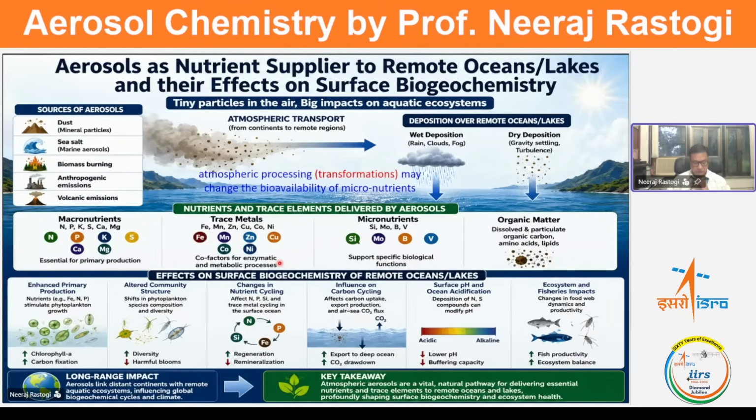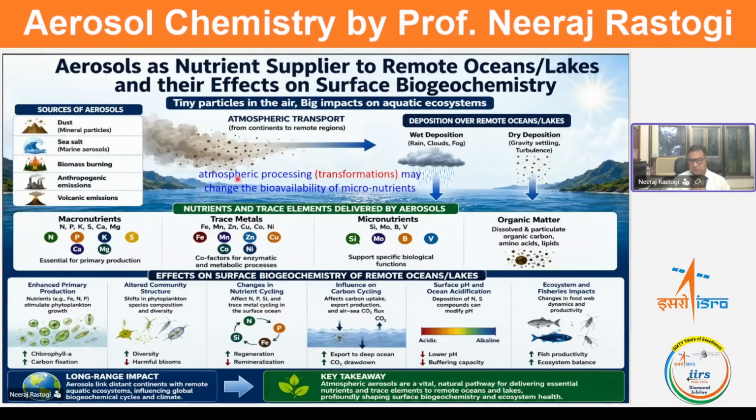Okay, then I was talking to you in the beginning, if you recall, about nutrient supply. We have already discussed that we have a variety of sources from different processes. Through atmospheric transport, these aerosols go from continents to remote regions. Again, you recall, they get removed over land or ocean via wet or dry deposition. They get removed from the atmosphere. It can be rain, cloud, fog, or gravitational or turbulent settling.